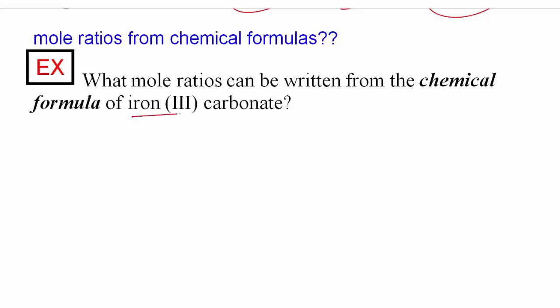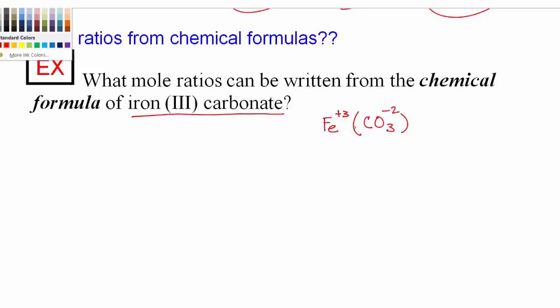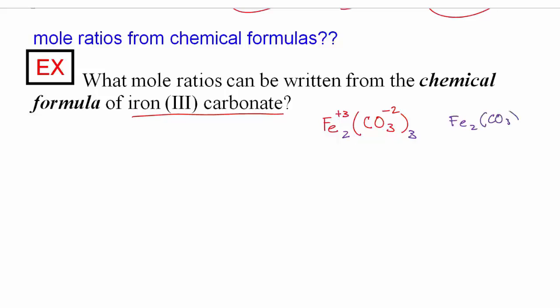For example, let's start with this iron 3 carbonate. How do you write the chemical formula for iron 3 carbonate? Iron has to be 3, so plus 3. Carbonate is just one of those polyatomic ions that you have to know, CO3, and know those charges. It has a -2 charge. That -2 becomes a subscript, and the 3 becomes a subscript. So there's our formula, Fe2(CO3)3.